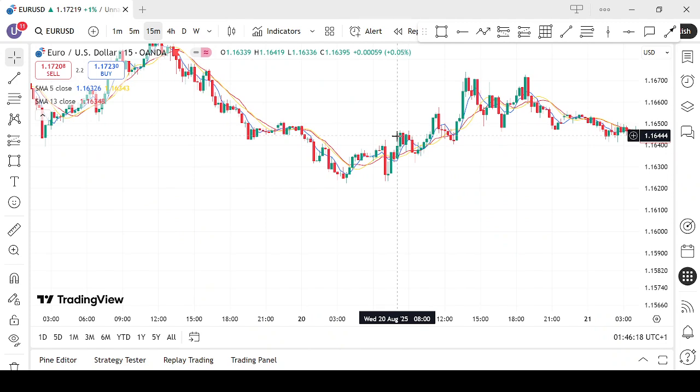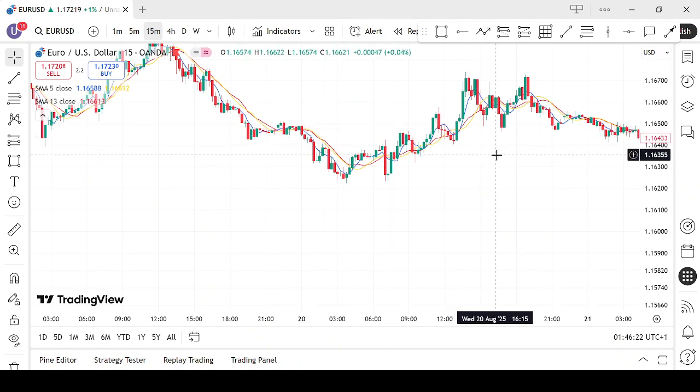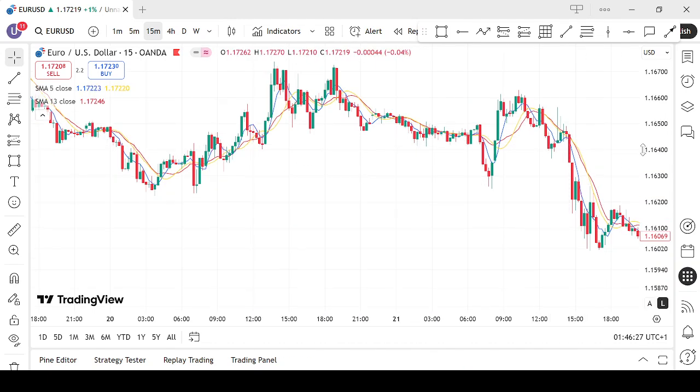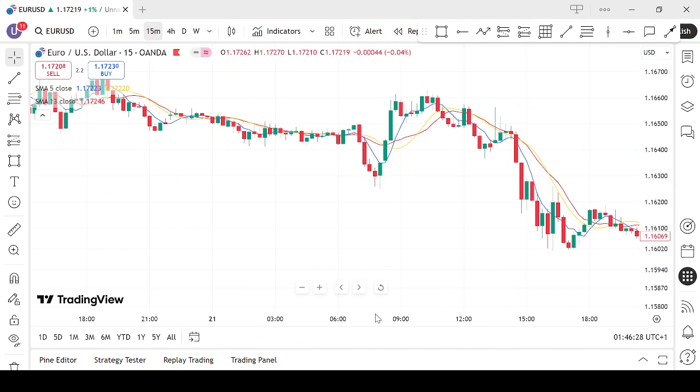If the simple moving averages are compressed and sideways, it suggests a ranging market. Now in this case you can see the blue line is below both the 8 and the 13 moving averages, which are the red line and the yellow line, meaning that this is a downtrend.